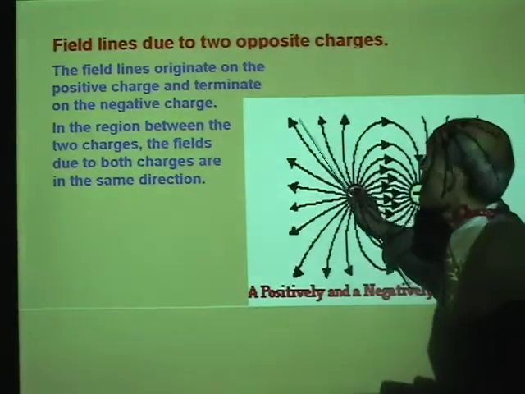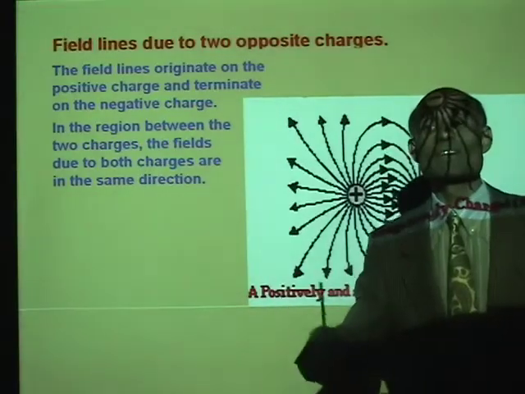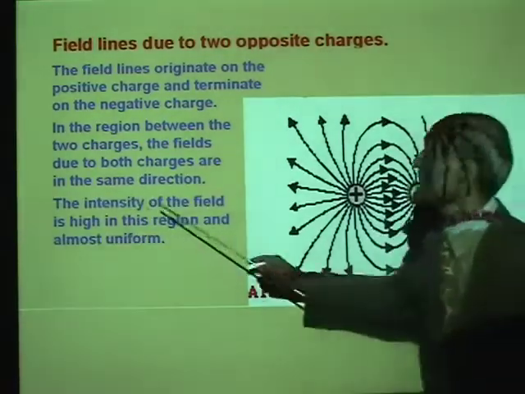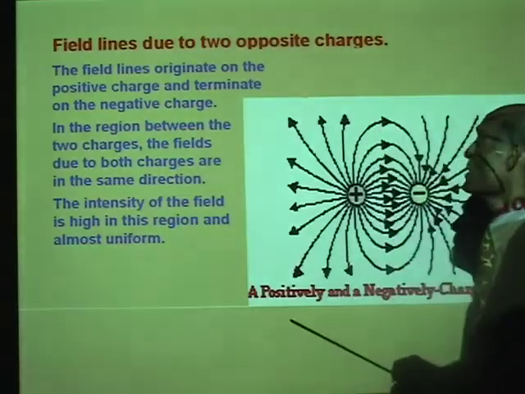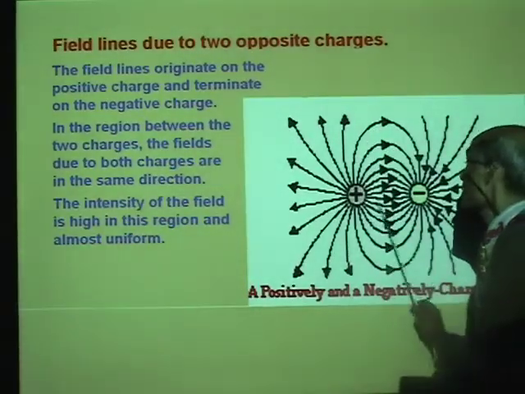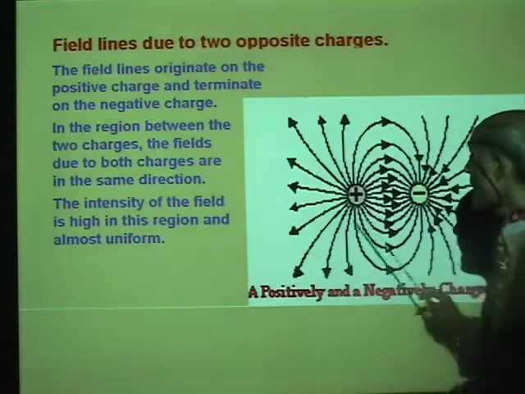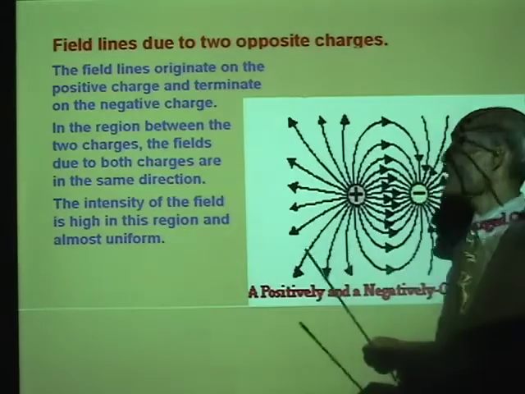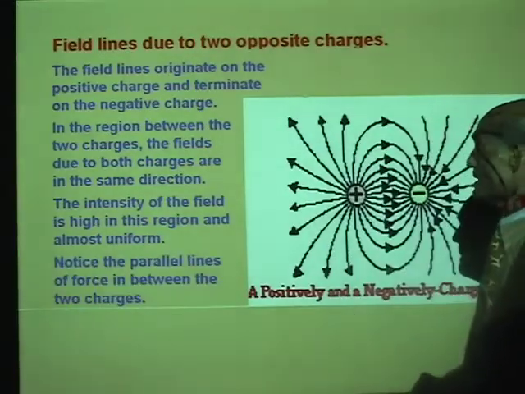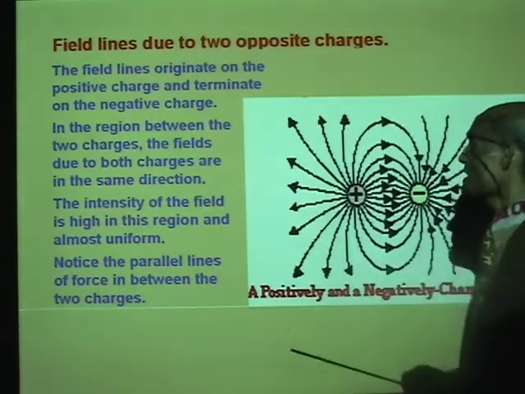The strength of the field is weak in regions where the field lines are widely separated. The intensity of the field is high in this region. Which region? In the region between the two charges. The intensity of the field is high, as is indicated by the closeness of the field lines. Now, notice the parallel lines of force in between the two charges.